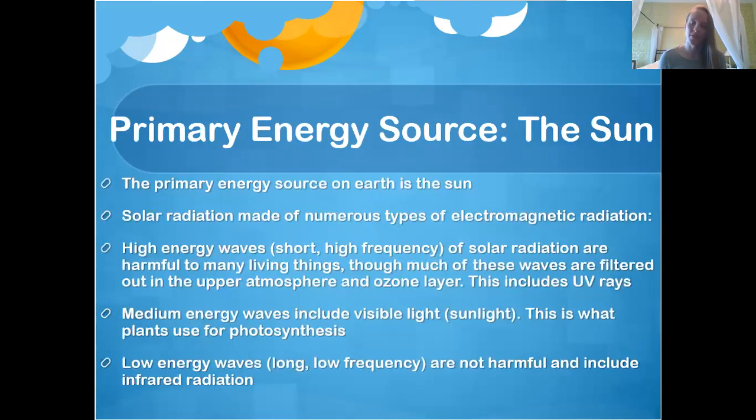The primary source of energy for the entire Earth is the sun. Solar radiation, which is the energy that comes from the sun, is made up of a whole bunch of different types of electromagnetic radiation. Some of the high energy waves, which are the ones that have short wavelengths and high frequency, are really harmful to living things. Luckily, a lot of those waves are filtered out by the upper atmosphere and the ozone layer. So that includes things like X-rays and UV radiation.